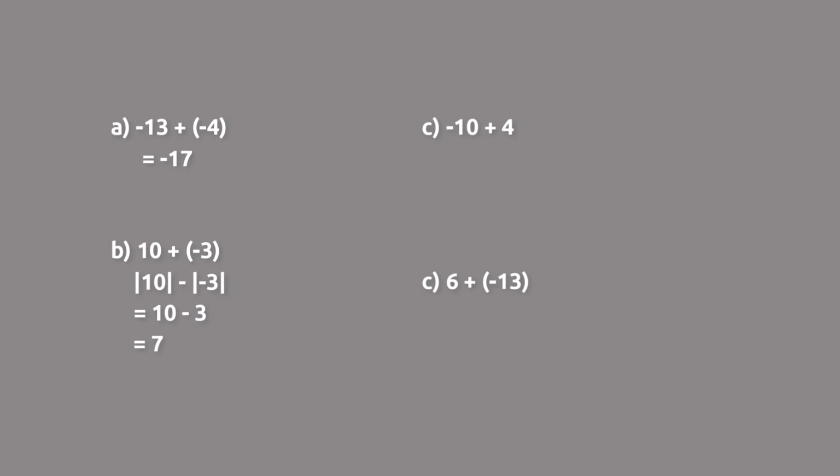The positive value is bigger. 10 is bigger than 3. So the absolute value of 10 is bigger than the absolute value of negative 3. And therefore our solution is positive, so we're done here with 10 plus negative 3 is 7.